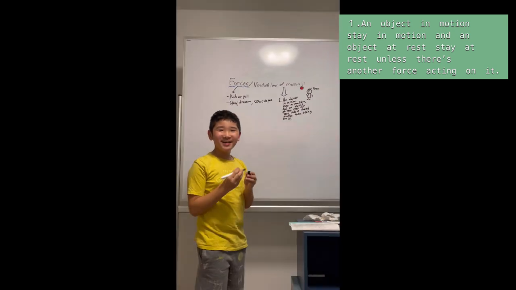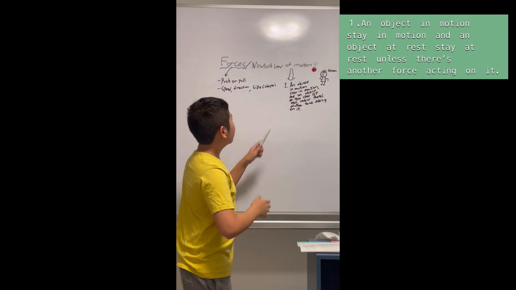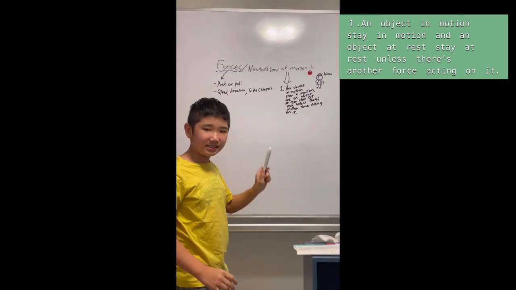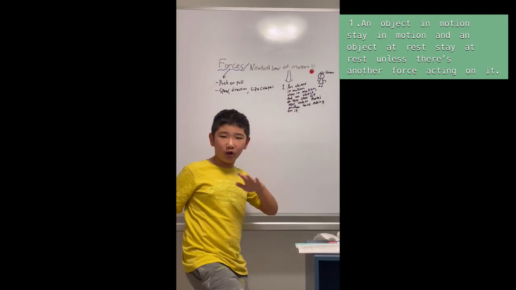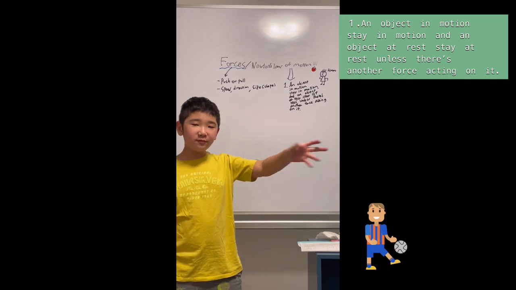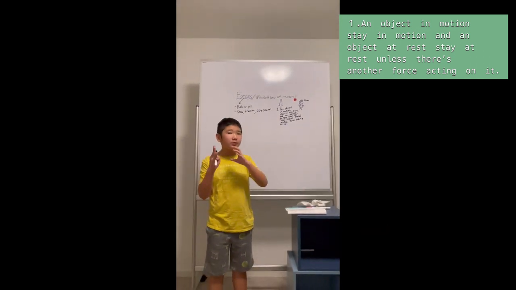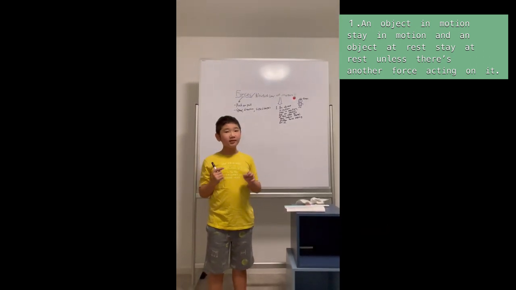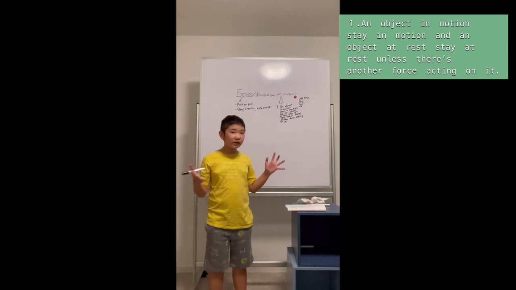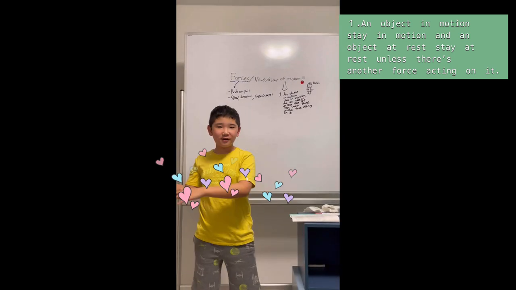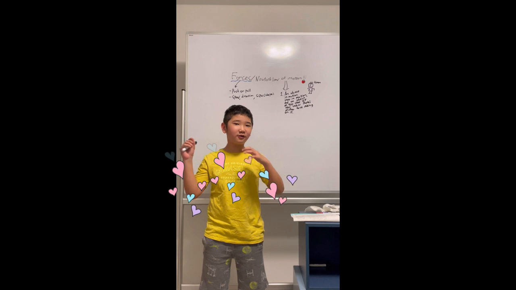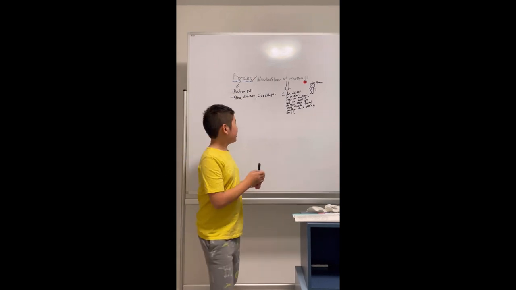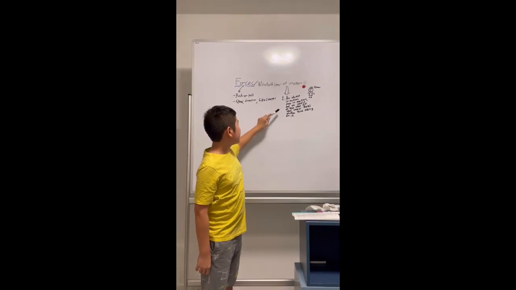That was really long, so I'm gonna tell you what it means. An object in motion stays in motion. As I said, when you kick a ball, it moves, but in real life it stops because of friction. But in a world without friction, it would go on forever and ever, infinity. And also, an object at rest stays at rest.